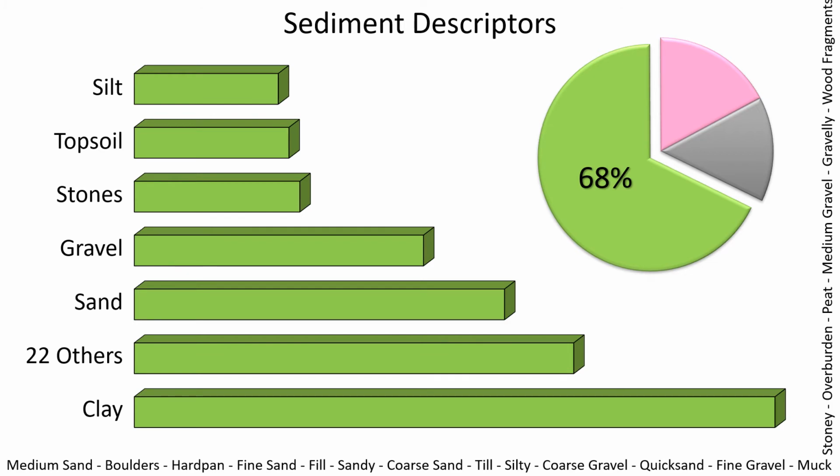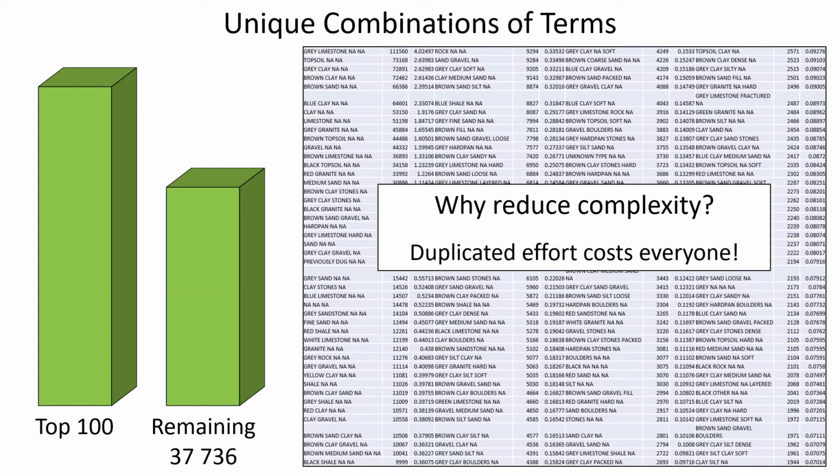On the sediment side of things, clay, sand, and gravel are clear winners. The remaining terms are also well represented, hinting at the complexity within the overburden. When color is added to the mix and the number of unique combinations of terms are queried, a mind-blowing 37,836 combinations are revealed. The top 100 combinations account for 60% of the records, while the remaining 37,736 account for a mere 40%.